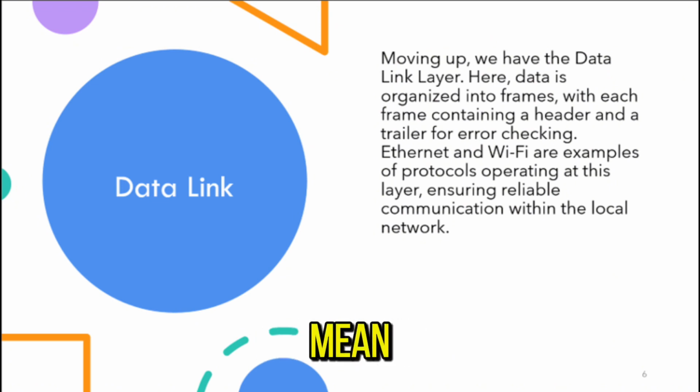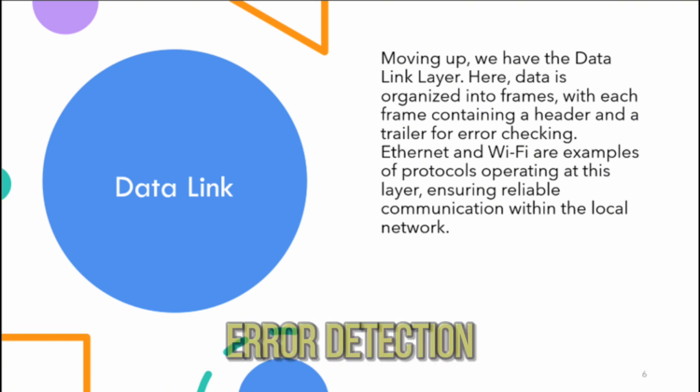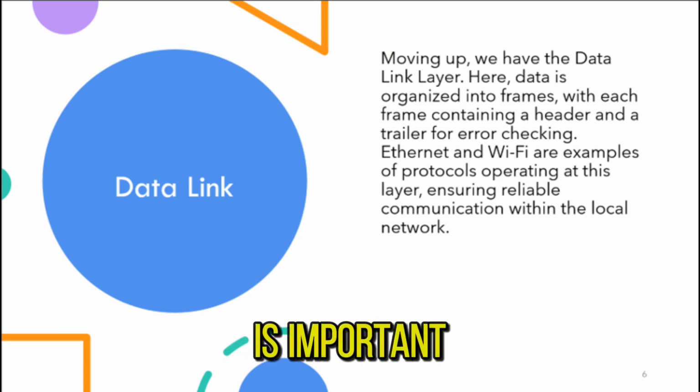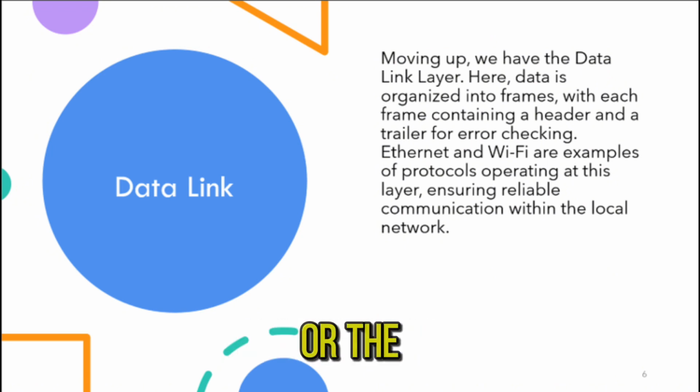So what does this mean? Pretty much the header contains the source and destination address, so where the frame came from and where it's going, whereas the trailer holds all the error detection information. And this is important because it lets the receiving PC or the destination device check if the data was transmitted correctly or if there were any issues during the transmission.